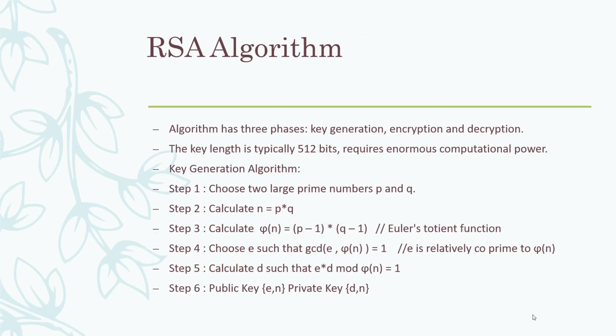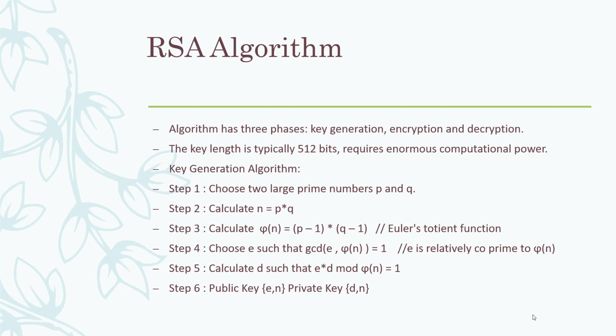The RSA algorithm has three phases: key generation, encryption, and decryption. The key length is typically 512 bits, which requires enormous computational power, so it is very difficult for a hacker to find the decryption key.